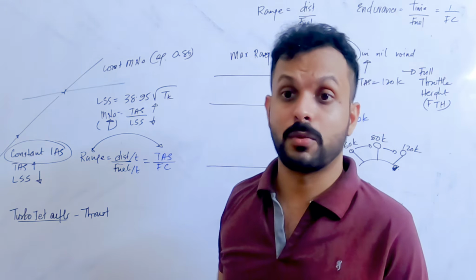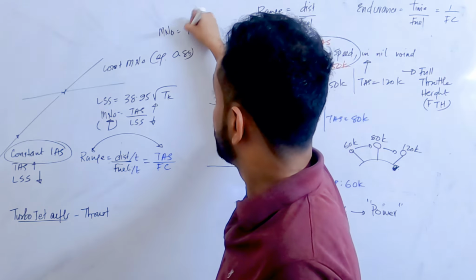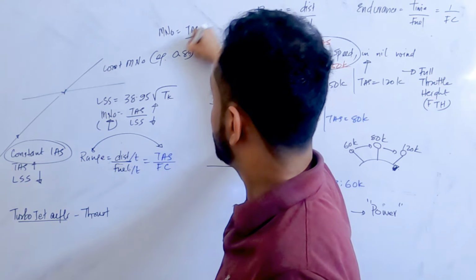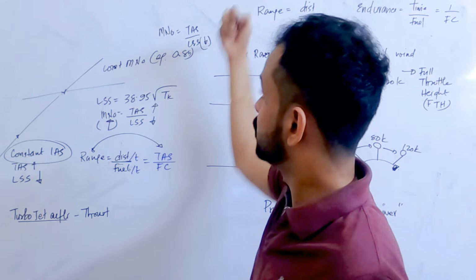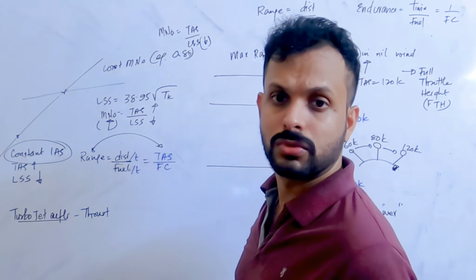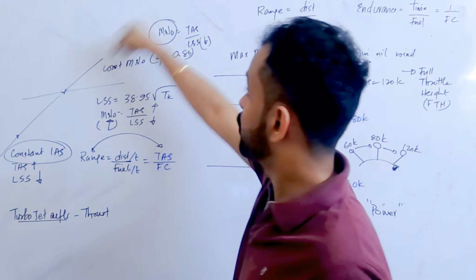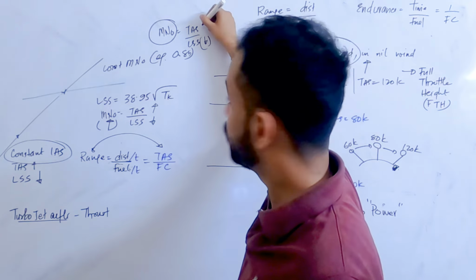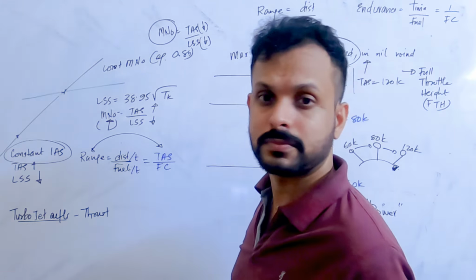What happens when you fly at a constant Mach number? So again, you can write the equation. Mach number is equal to true airspeed divided by local speed of sound. Doesn't matter where you play with, as you climb, your local speed of sound is always going to reduce, right? For reducing local speed of sound, if I want to maintain a constant Mach number, what should be done with the true airspeed? I want to reduce my true airspeed also.